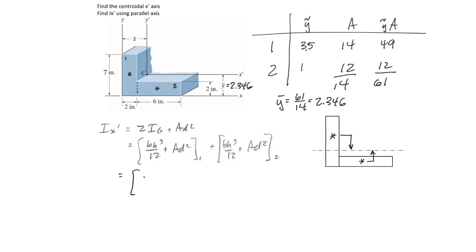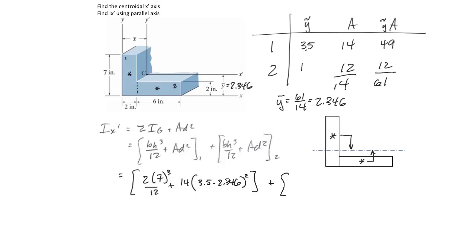So for part 1, I have base is 2, height is 7 over 12. I know that the area is 14. The distance is actually pretty easy to see. It is the difference between y tilde and y prime. So again, you can pre-compute them, or you can just write them out like this: 3.5 minus 2.346, and that's the quantity squared.